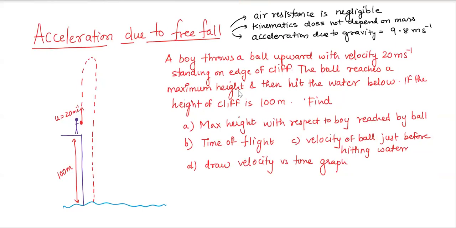Now, in this scenario, the boy is throwing the ball upward at a speed of 20 meters per second, and the boy is standing on the edge of a cliff which is at a height of 100 meters.